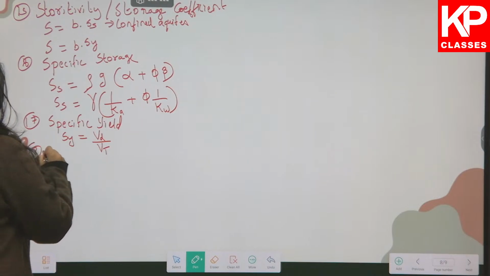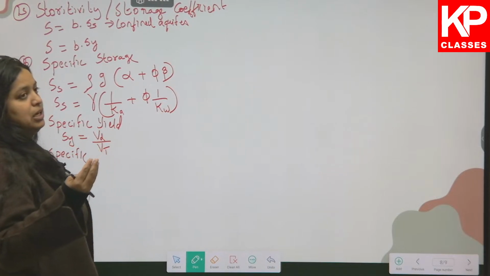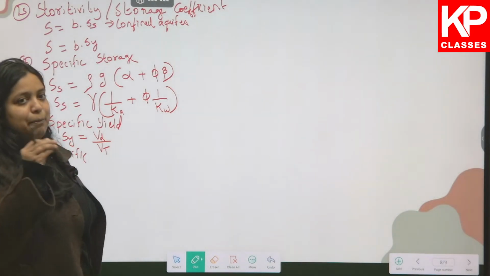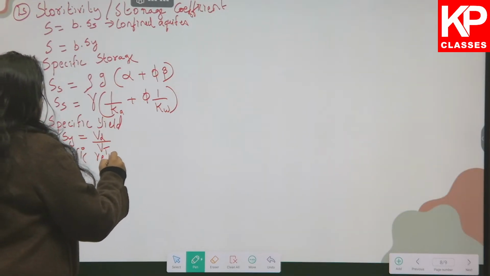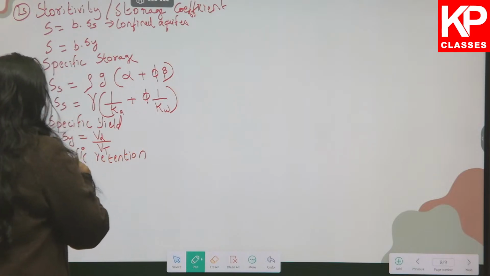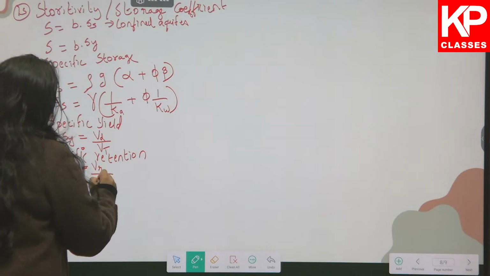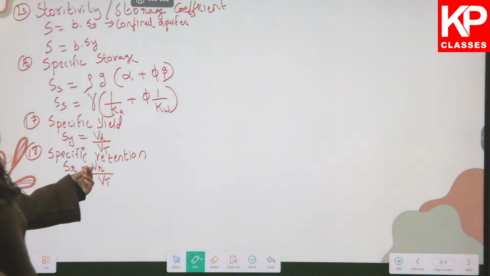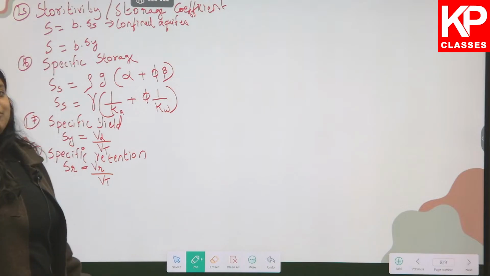Not always will 100% of the water be drained, because of the surface tension properties. There will be some amount of water retained back in the soil sample in the pore space, which is defined by specific retention. Specific retention is notated by SR, which is equal to the volume of water retained divided by the total volume. This retaining of water is happening against gravity, maybe because of surface tension.